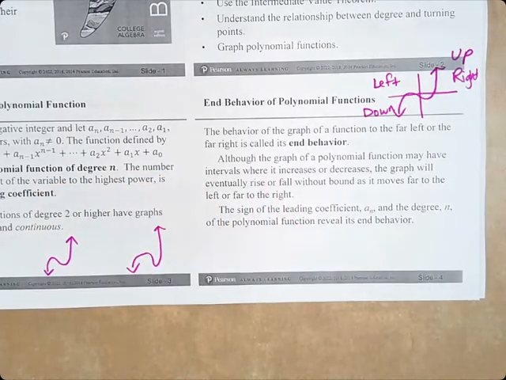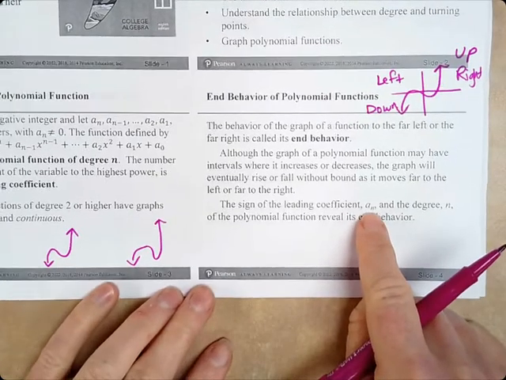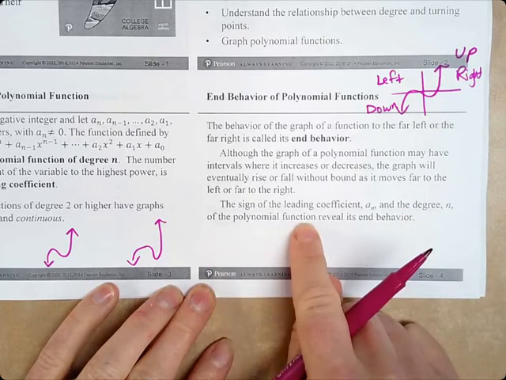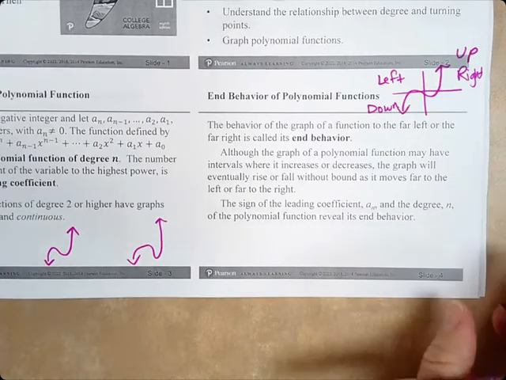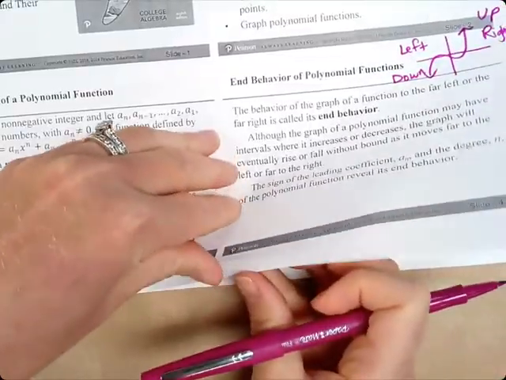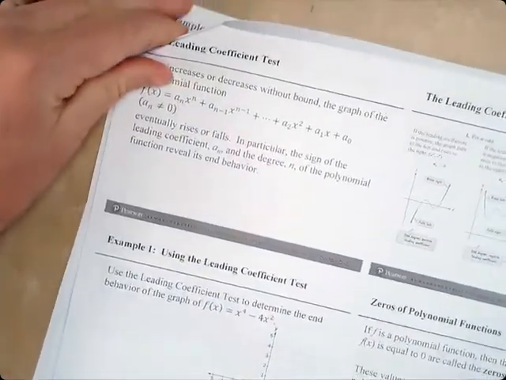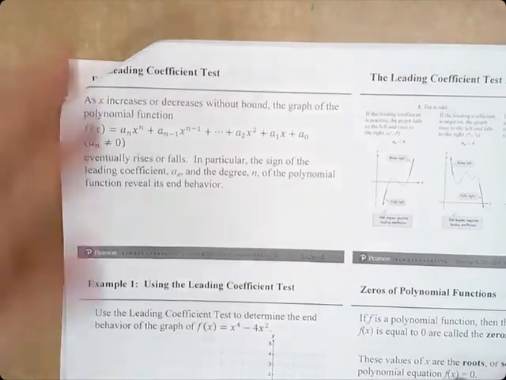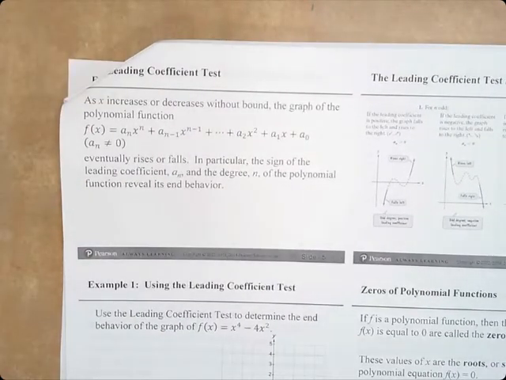So although the graph of a polynomial function may have intervals where it increases or decreases, the graph will eventually rise or fall without bound as it moves far to the left and far to the right. The sign of the leading coefficient, a sub n, and the degree n of the polynomial function reveal its end behavior. So, leading coefficient tests. This is what tells us how it is going to rise and fall, going left and going right.